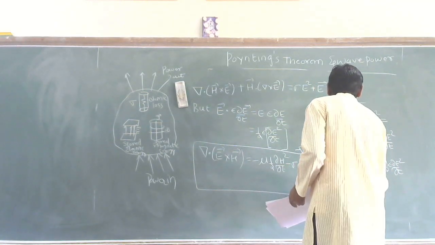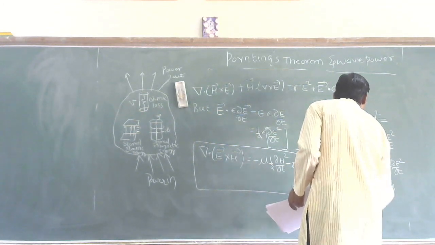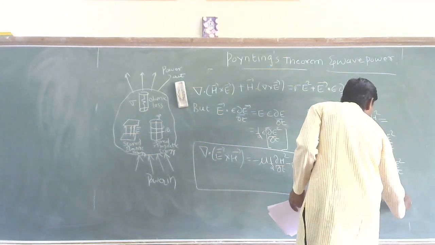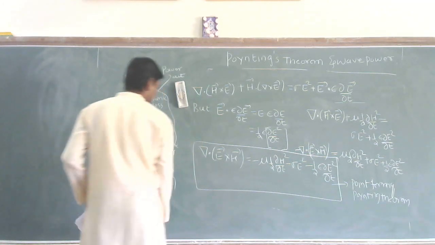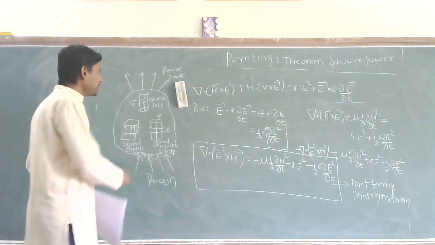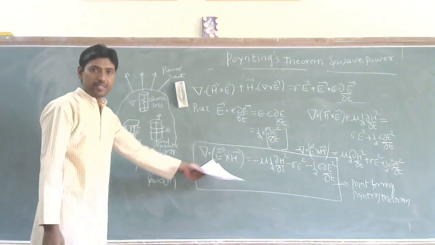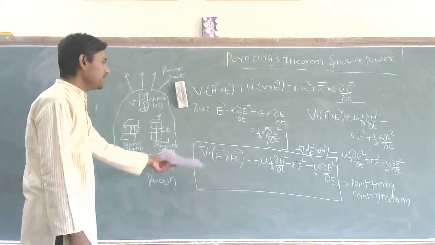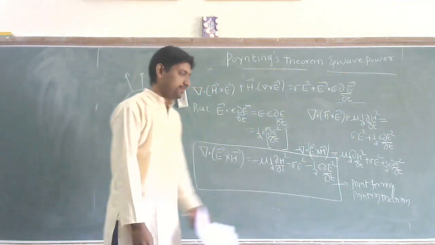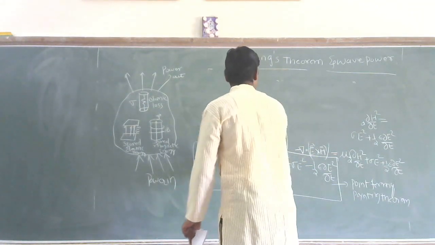So we say that this is the point form of Poynting's theorem. Now, if you want the power coming out of a volume, we need to take the volume integral throughout the thing. This gives Poynting's theorem in the point form.